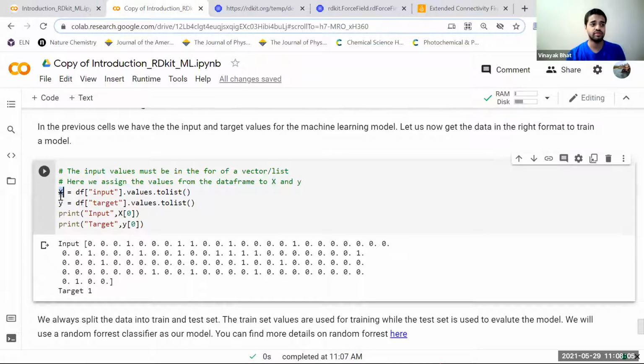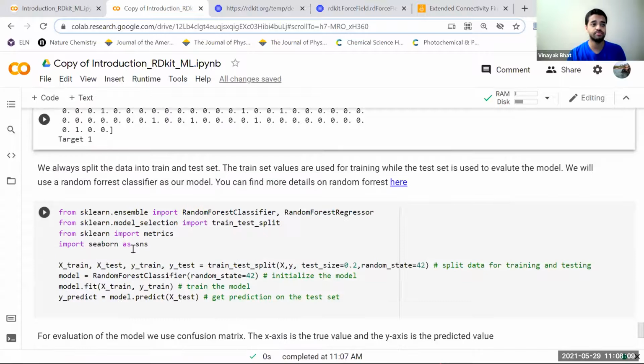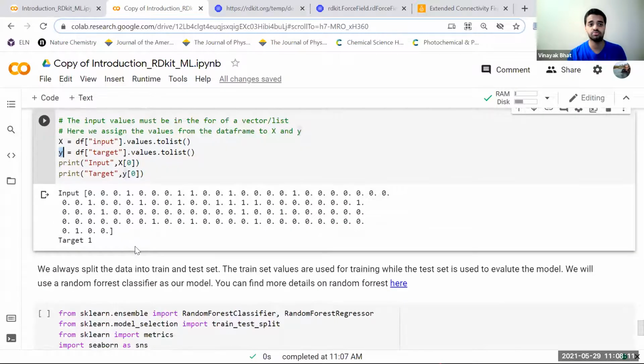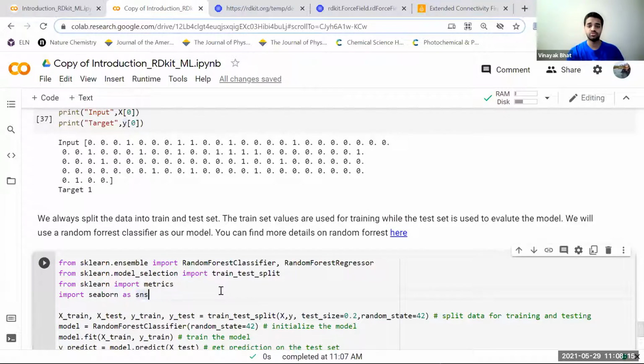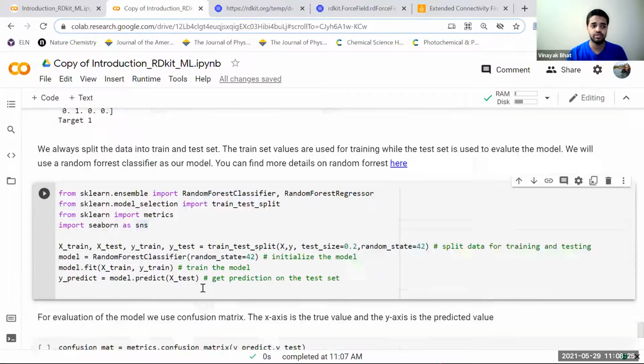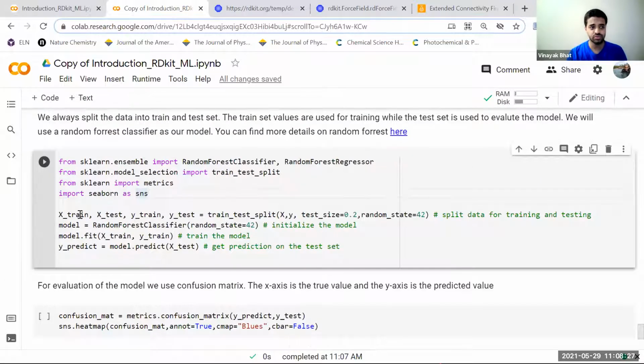So we have the X, we have the Y, and now we go into using the model. Okay. So we'll be using random forest classifier. You can read more about it over here. I put in a Wikipedia link for that, so you can see what it does and how it does it.